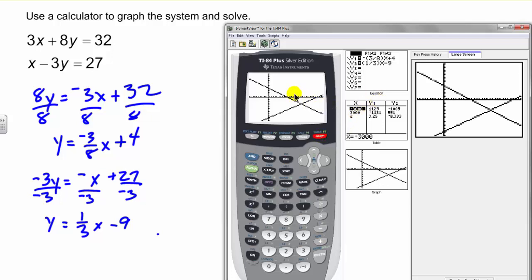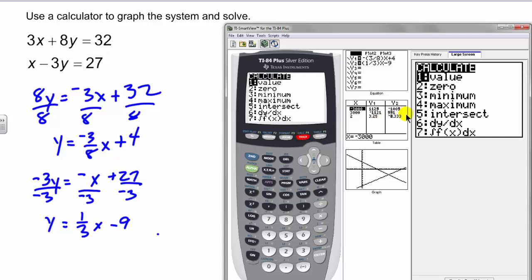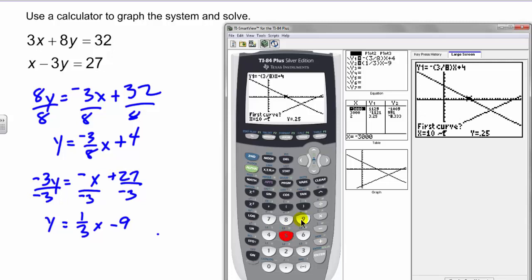that there's my intersection. Now I have to calculate that, and we do that by going second, and right above trace there's this thing called calculate. So hit trace, and we want to look for an intersection, 5. So I hit 5. Then it says go to the first curve. Well, I'm on that, so I'm going to hit enter. Go to the second curve. I'm on that. I'm going to hit enter again. And every time it'll give you a guess, which really does nothing. And then hit enter for the third time, and it calculates my intersection point, which is the solution of both.